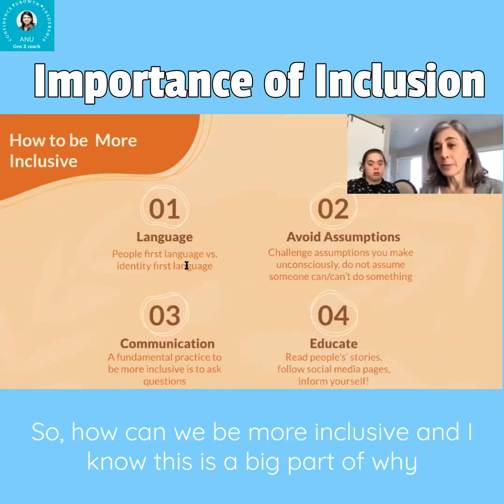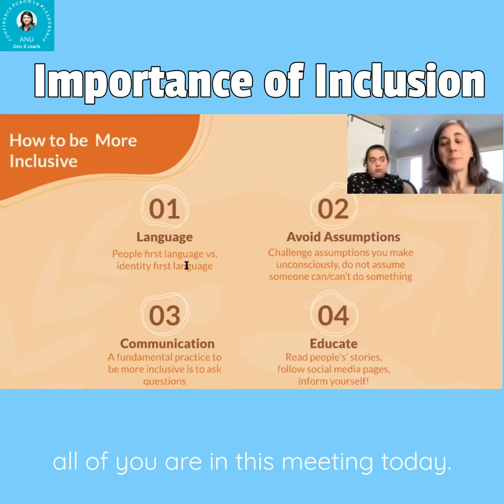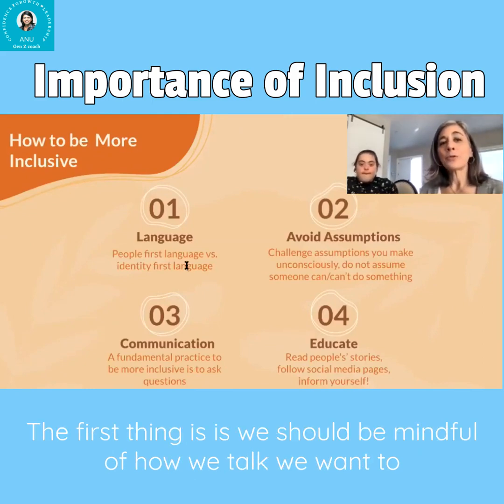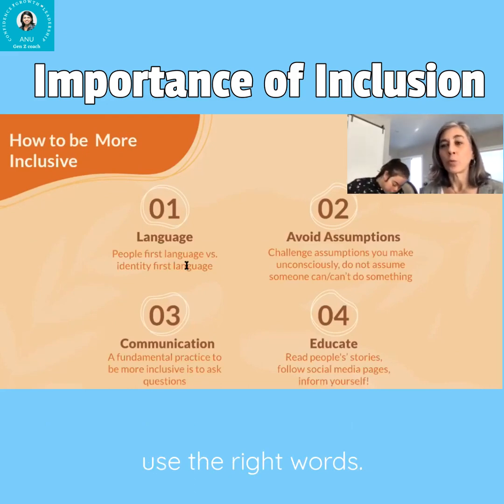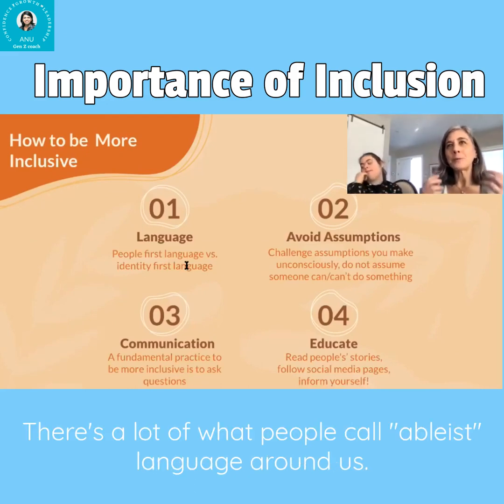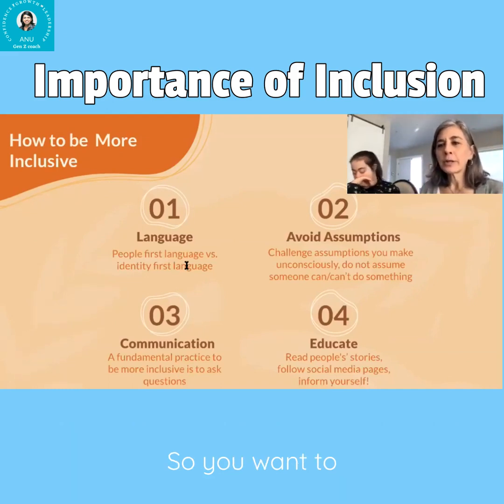So how can we be more inclusive? And I know this is a big part of why all of you are in this meeting today. The first thing is we should be mindful of how we talk. We want to use the right words. There's a lot of what people call ableist language around us. So I'll give you an example.